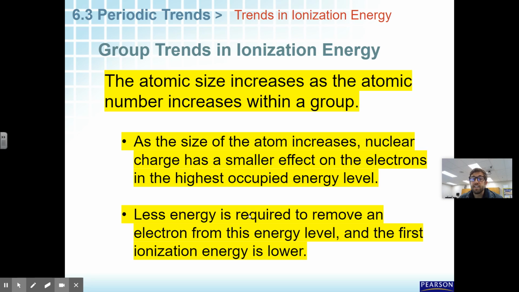Basically, it's easier to remove an electron that's farther away from the nucleus than it is when it's closer. And that makes sense, right? Think about magnets. Okay, it's harder to pull a magnet off something or attract something that's closer to another magnet than it is if it's farther away.